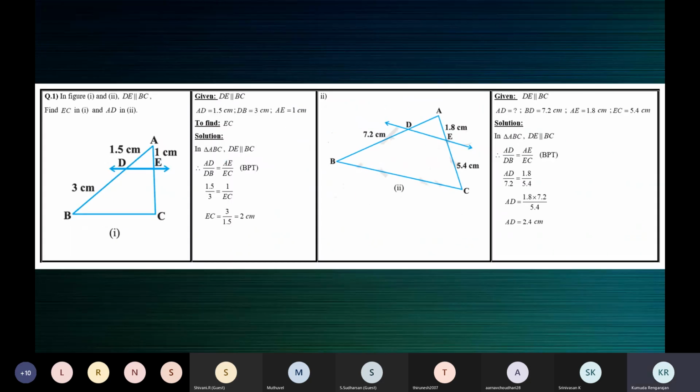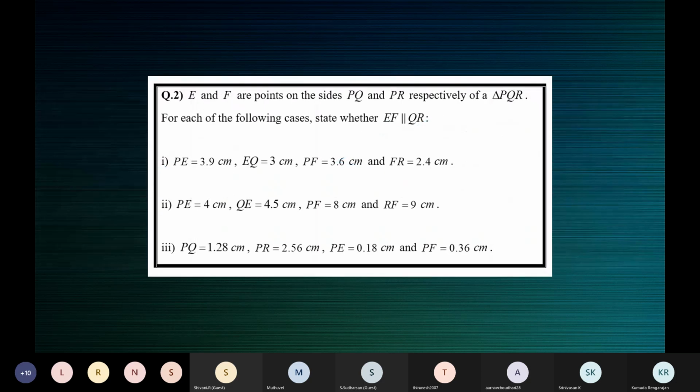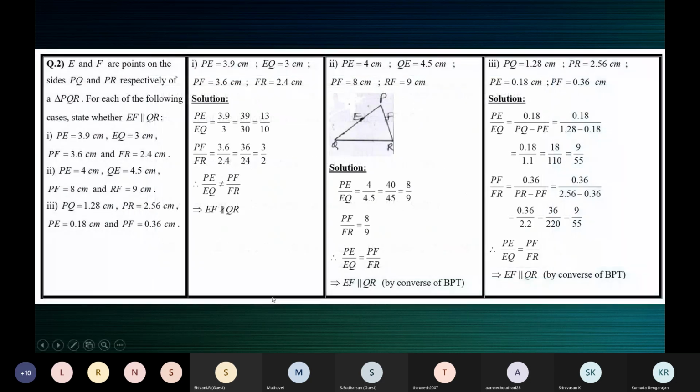Take a screenshot. This you can help yourself, children. Take a screenshot.